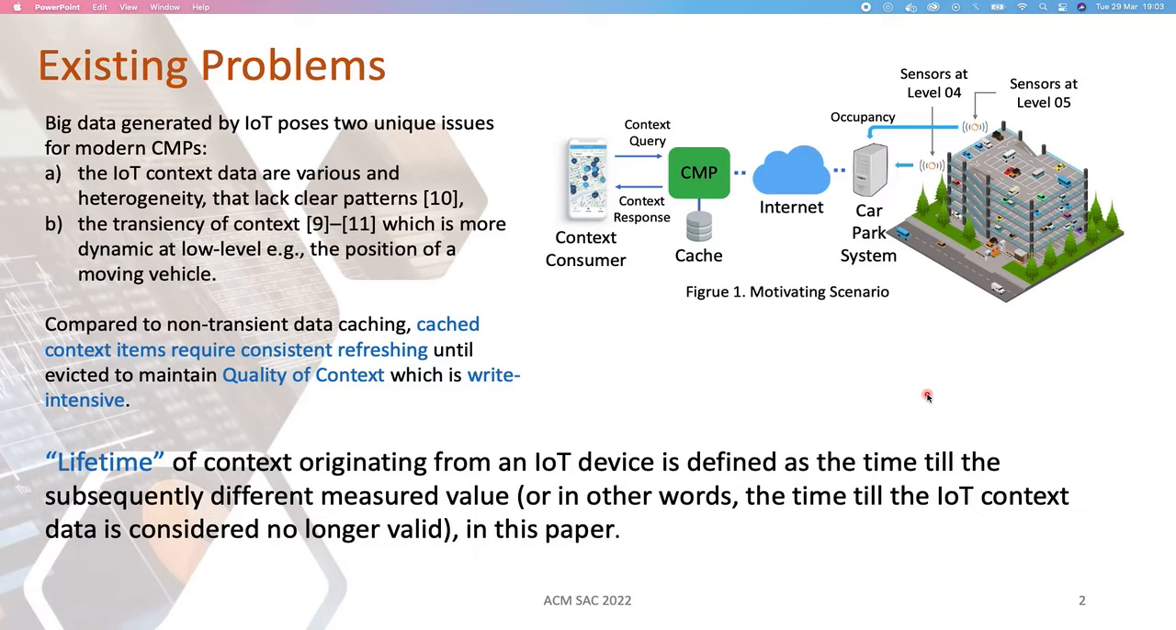We'll first take a look at the problem. Big IoT data is central to deriving context, but there are two problems it poses for a modern context management platform. First, IoT contexts are various and heterogeneous that lacks any clear pattern. Secondly, and most importantly, contexts are transient, it changes against time.